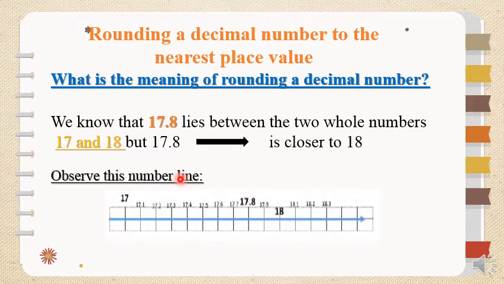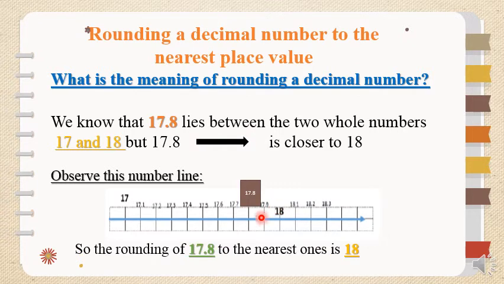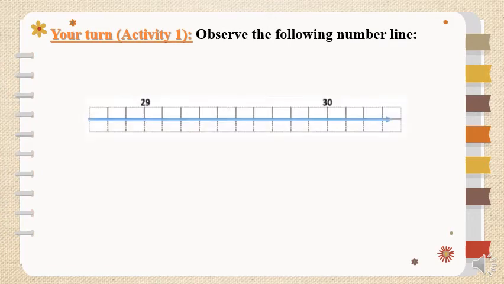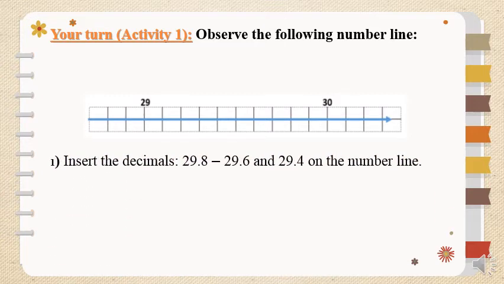So rounding a number is finding its value to the nearest place value. Observe this number line. This is 17.8. Is it closer to 18 or to 17? It's closer to 18. So the rounding of 17.8 to the nearest ones is 18. Now let's make an application. Observe the following number line. Insert the decimals 29.8, 29.6, and 29.4 on the number line.